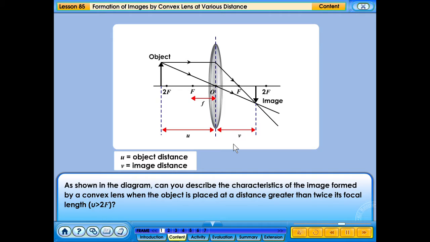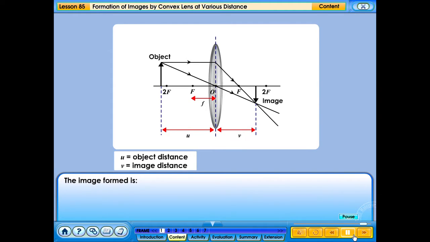As shown in the diagram, can you describe the characteristics of the image formed by a convex lens when the object is placed at a distance greater than twice its focal length? The image formed is real, inverted, diminished.